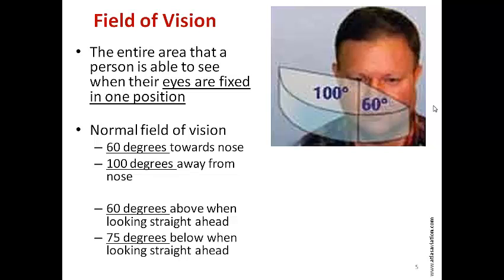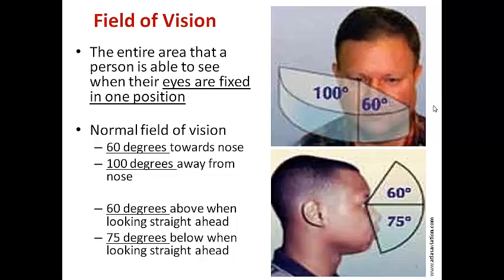And then if somebody is looking straight ahead, they can see 60 degrees above and 75 degrees below. There's another illustration which shows this person looking straight ahead, so they can still see things which are 60 degrees above and 75 degrees below. So this is their field of vision, and this is for people who have no vision problems.